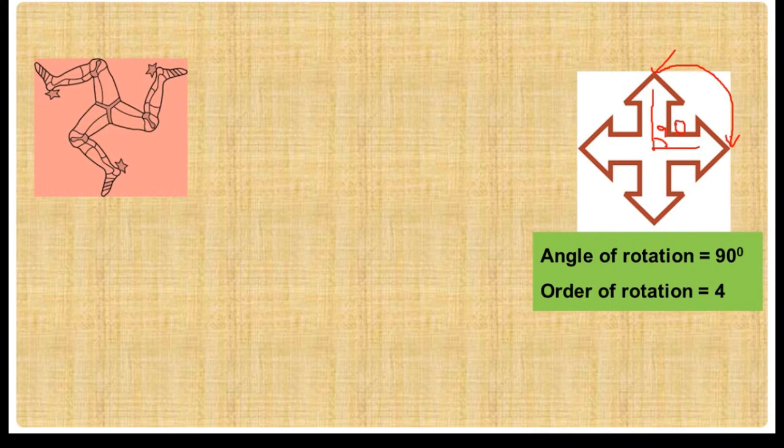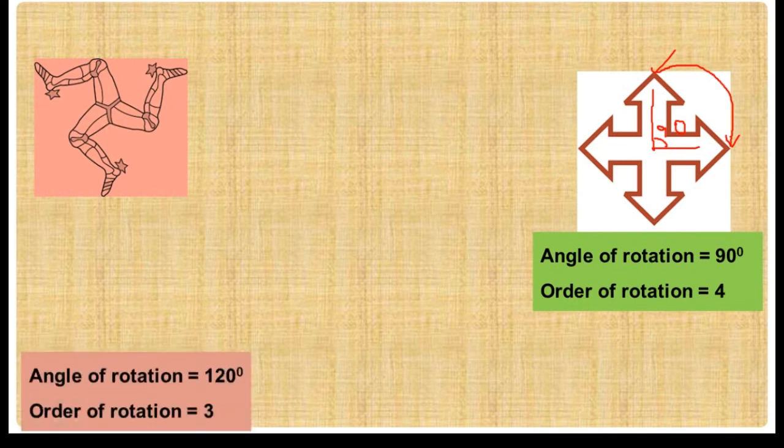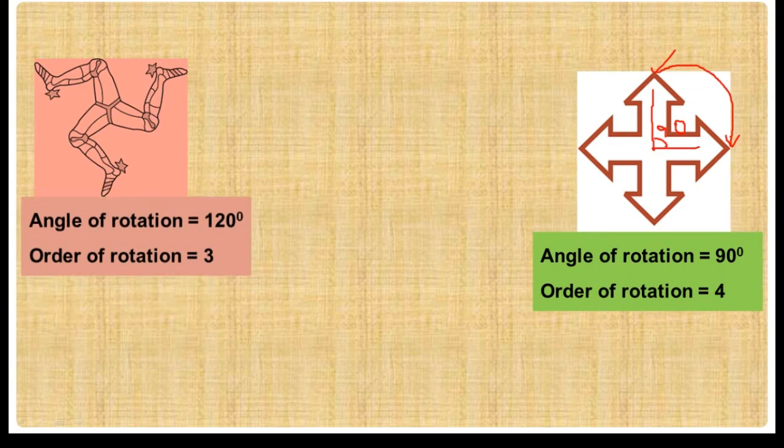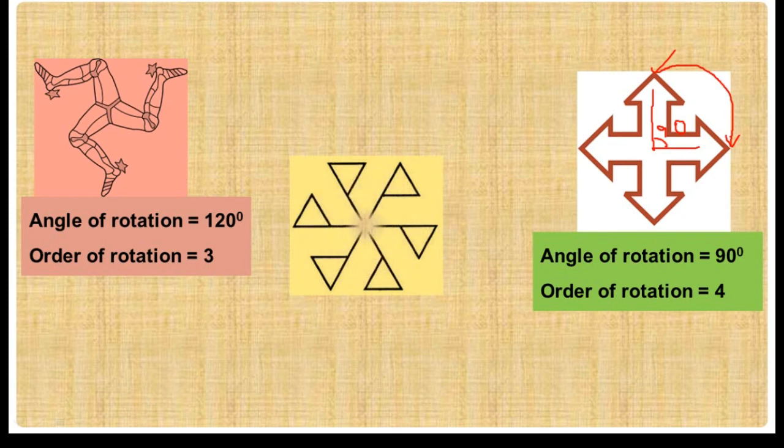Next figure. At what angle should I rotate it to get exactly the same figure as it is now? It is 120 degrees, and the order of rotation will be 360 divided by 120, that is 3.